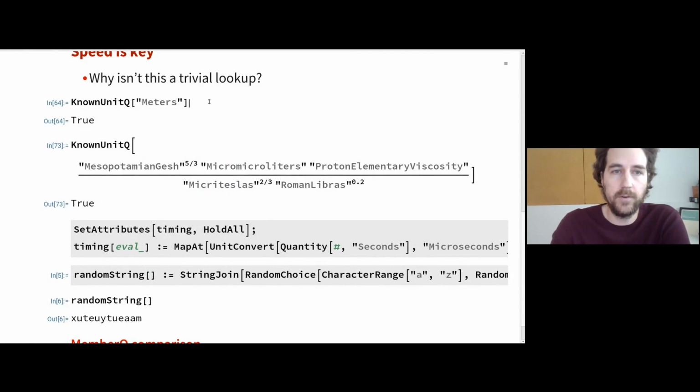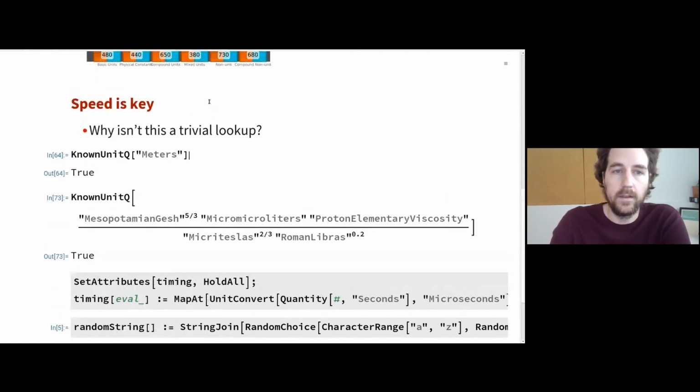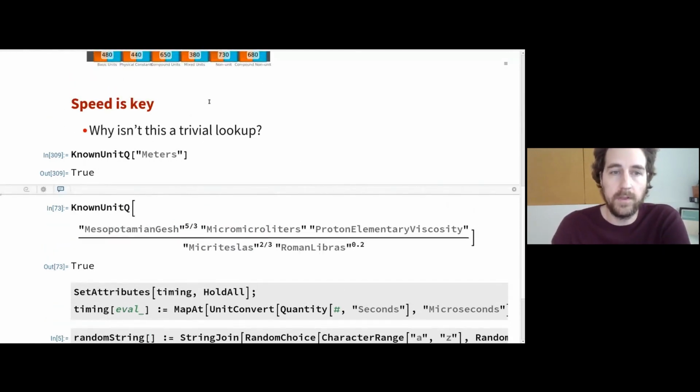So when we're checking whether something is a unit, for something like meters, it's pretty straightforward. Is this string a known unit string? For more complicated units, this is not a common physical quantity that one runs across, but it is a valid combination of different units raised to different powers.